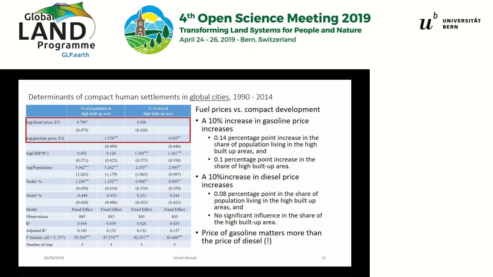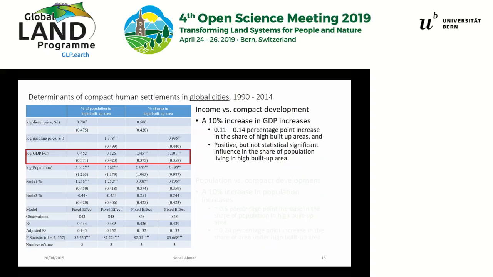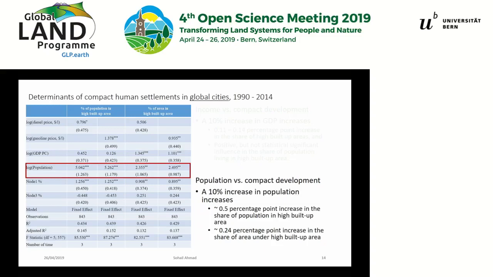If you look at income, as income increases we expect the percentage of area in high built-up area to increase, and it's significant. It's also some kind of relationship where as income increases, people move to denser areas, or denser areas produce more income. So it's a kind of cyclic relationship. And of course, as population increases, it increases the overall compact urban form. So exactly, the quantity is there.